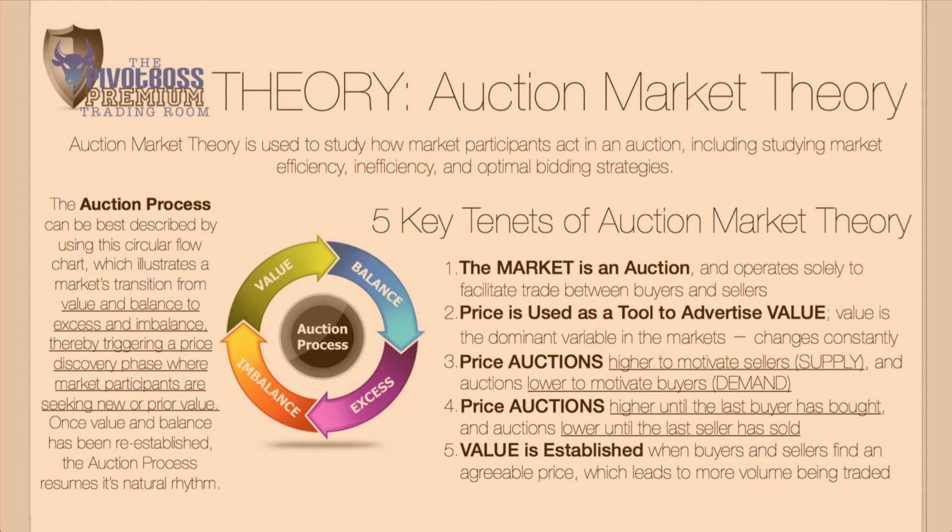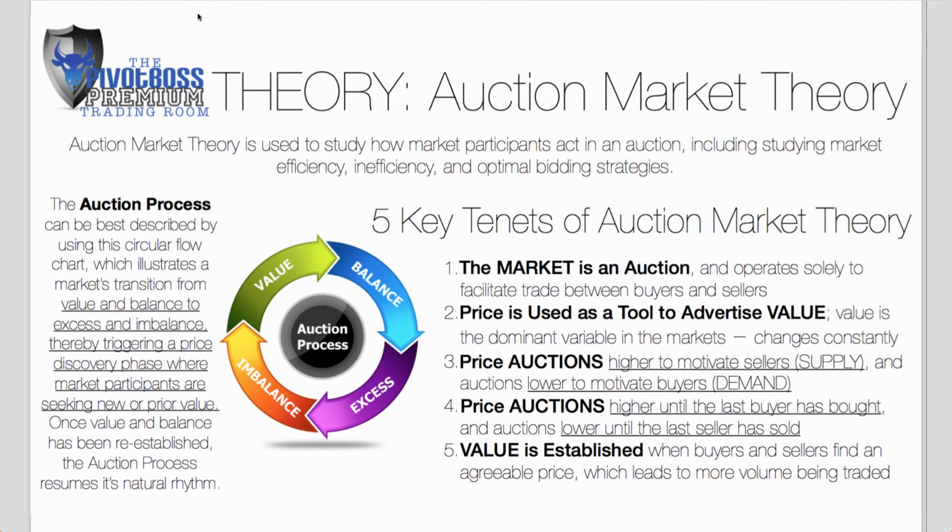Now let's go back to the slide here. And here's the slide. Now what we're looking at here is price auctions, number 3. Price auctions higher to motivate sellers, supply, and auctions lower to motivate buyers, demand. So that's what we just talked about. This is a tool to advertise value. When price goes down, it's to motivate buyers. When price goes up, it's to motivate sellers. So you got to know that.